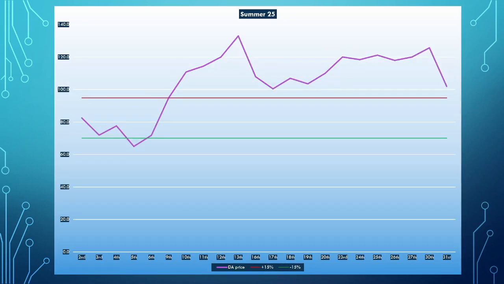In our second example, we can see here that the price went down very quickly and we locked in our purchase when it hit that minus 15% boundary. Now, after this, the price continued to rise and went far above the initial upper threshold, but we managed to lock in at a much lower rate by using these boundaries and sticking to the pre-agreed strategy of buying at minus 15%.